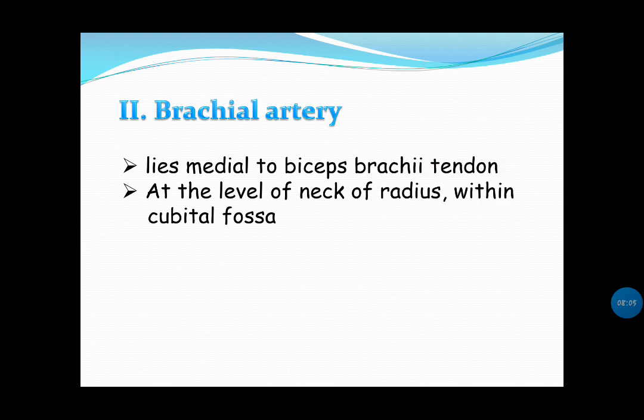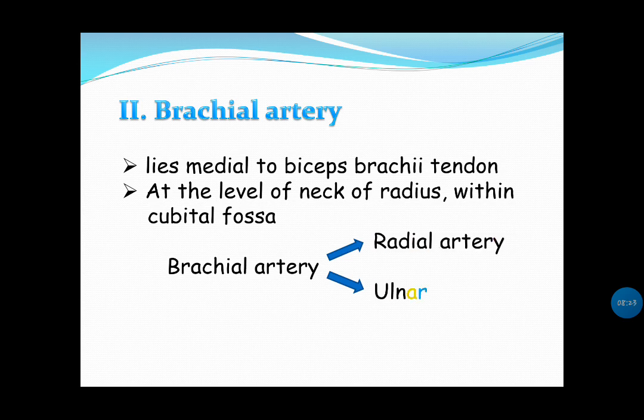So next we see about the brachial artery. This brachial artery lies medial to biceps brachii tendon, and we can also say it lies lateral to median nerve. And at the level of neck of radius within the cubital fossa, this brachial artery divides into radial artery and ulnar artery. So these are the terminal branches, that is here the brachial artery terminates and gives rise to radial artery and ulnar artery.